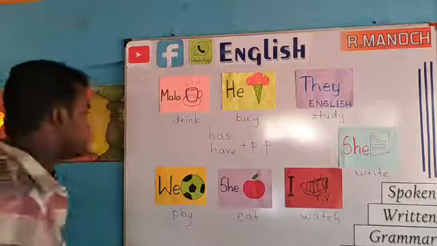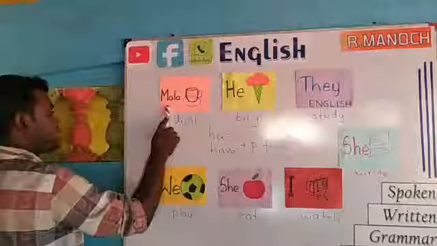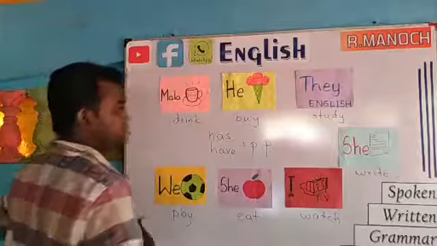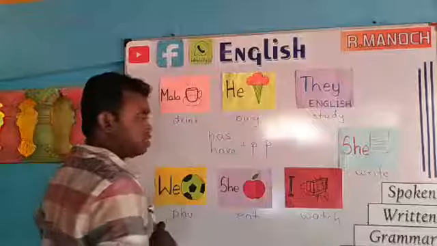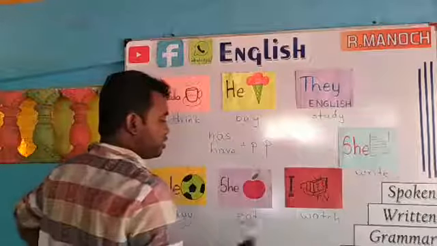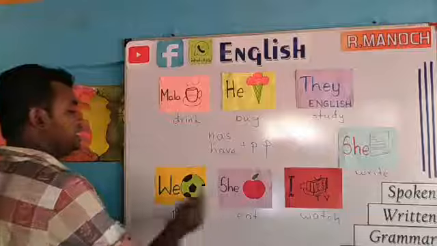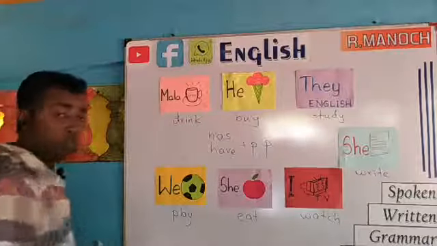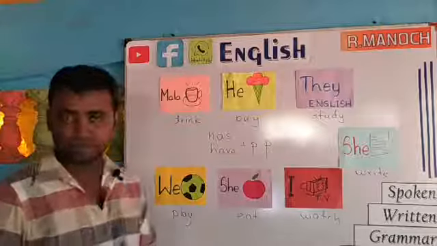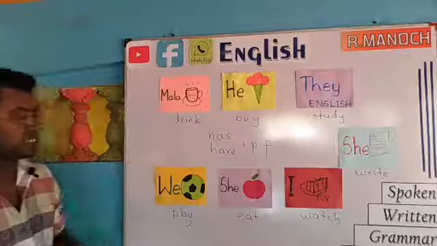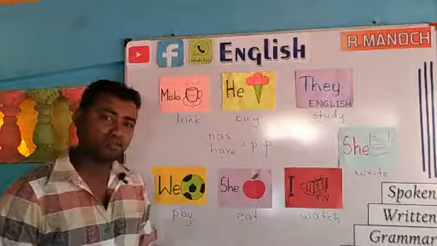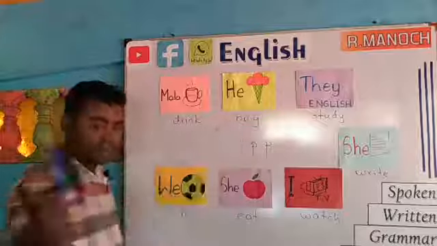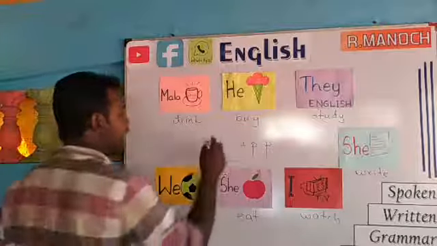So let me move on to the sentences like Mala has drunk a cup of coffee. He has bought an ice cream. They have studied English. She has written a letter. I have watched TV. She has eaten an apple, and we have played football. We have played football, remember. Okay. Now tell me, what is the past form of has, have? All of you know. The past form of has, have is, yeah, you are right. The past form of has, have is had.